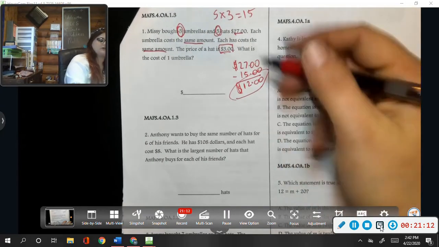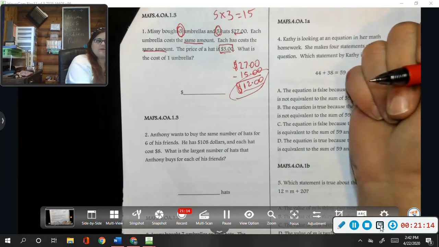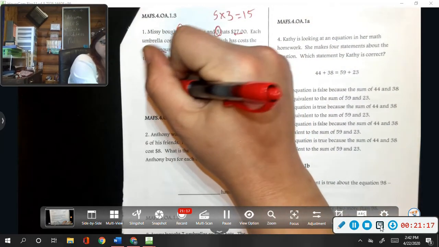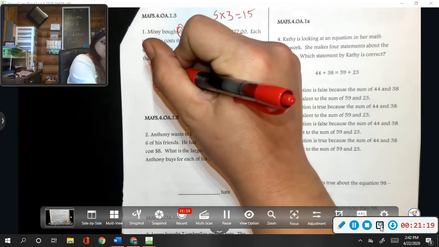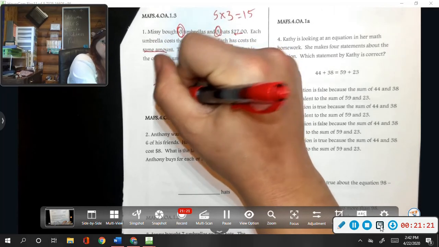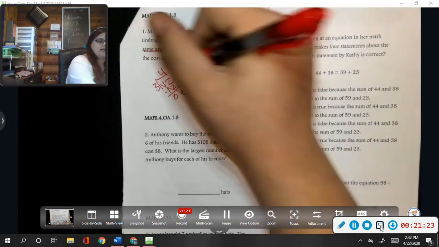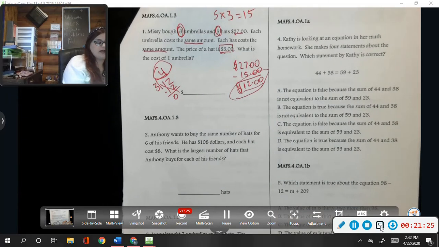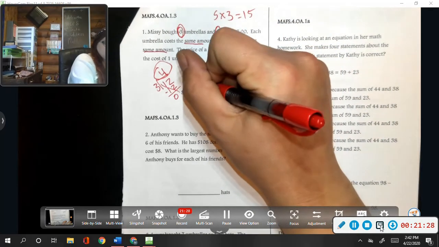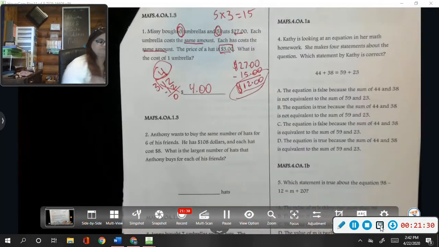We know that we got 3 umbrellas. So I'm going to divide my money up into equal groups of 3. So 12 divided by 3, 3 goes into 12 4 times. All that evens out. That's great. So each umbrella is going to cost $4.